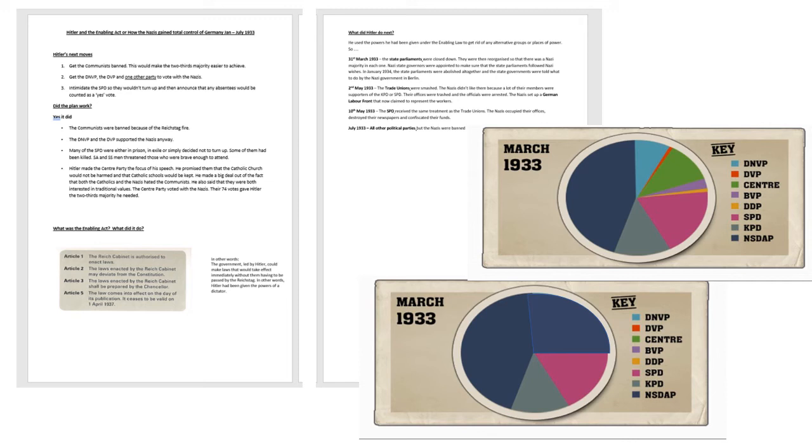And the law comes into effect on the day of its publication. It ceases to be valid on the 1st of April 1937. So Hitler argues, just give me 4 years of these powers to solve Germany's problems. In other words, the government led by Hitler could make laws that would take effect immediately without them having to be passed by the Reichstag. In other words, Hitler had been given the powers of a dictator. That's his blank check. That gives him absolute authority now over Germany.